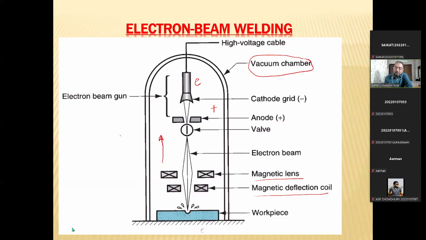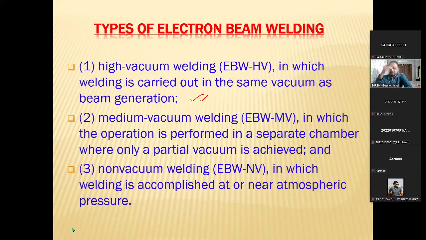Medium vacuum welding, in which the operation is performed in a separate chamber where only a partial vacuum is achieved. The total vacuum is not there; the generation is in one place and the welding is in another place with a partial vacuum. So here is the high vacuum, here is the medium vacuum. And there is a third type, non-vacuum welding, where there is no attachment for making vacuum. It is generally done in atmospheric pressure. So these are the three types of electron beam welding we can use.